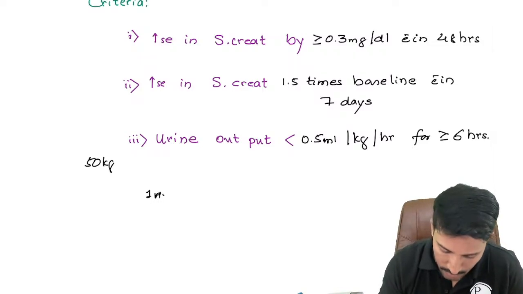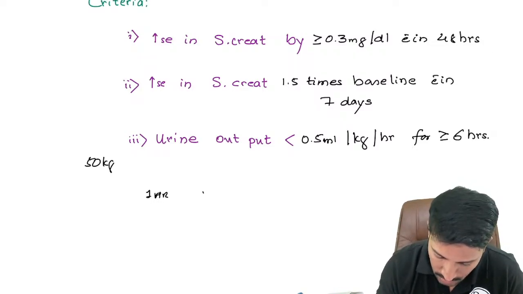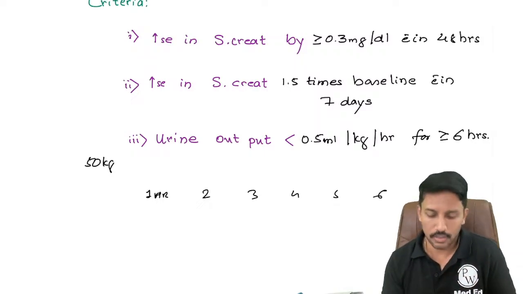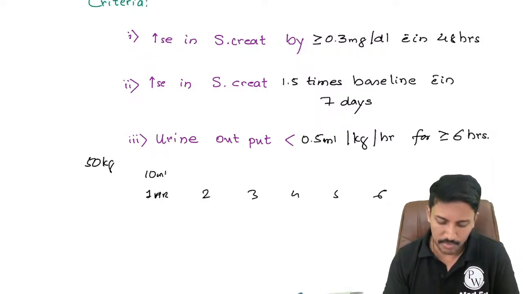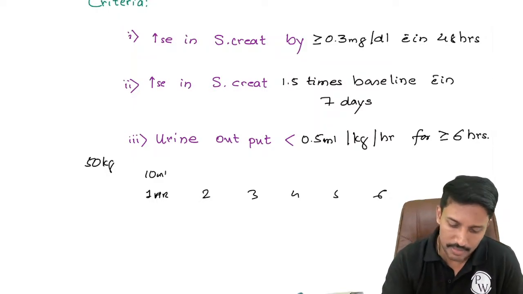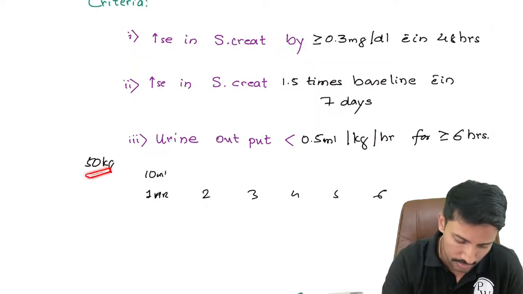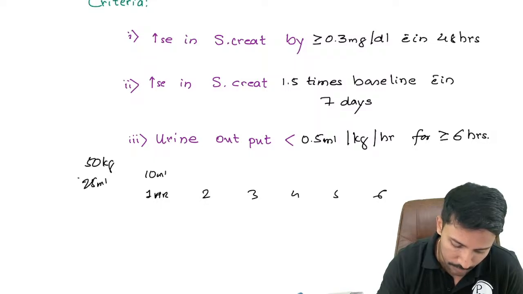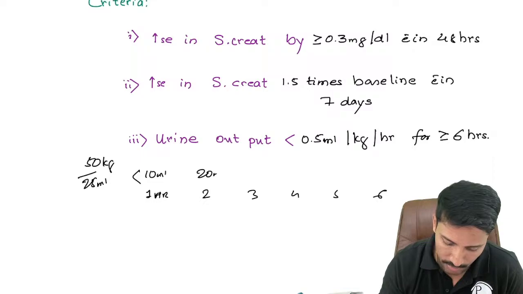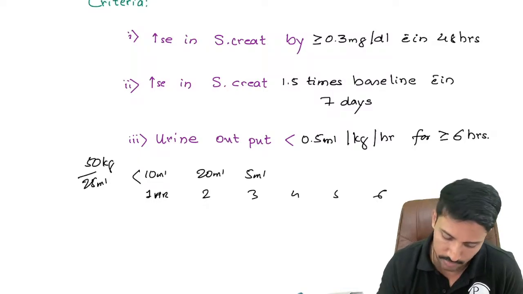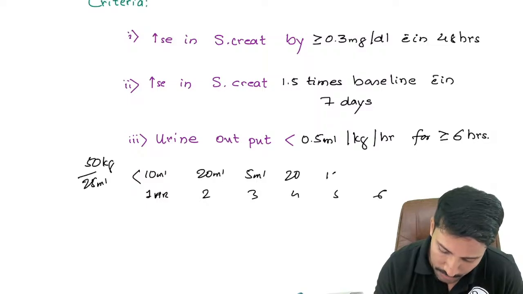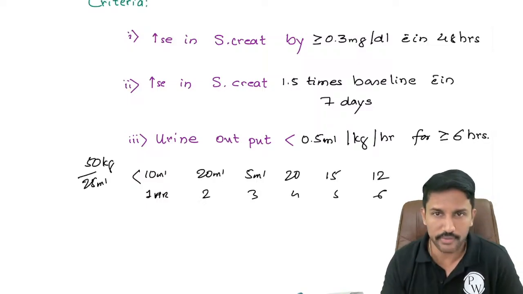We have checked his urine output in the first hour, second, third, fourth, fifth, sixth hour. Let us say in the first hour, the urine output was 10 ml. That means how much ml per kg? If it is 0.5 ml per kg per hour, then it should be 25 ml, right? Half of it. So it is less than 25 ml. In the second hour, it was 20 ml. In the third hour, 5 ml. In the fourth hour, 20 ml. In the fifth hour, again 15 ml. In the sixth hour, let us say 12 ml.